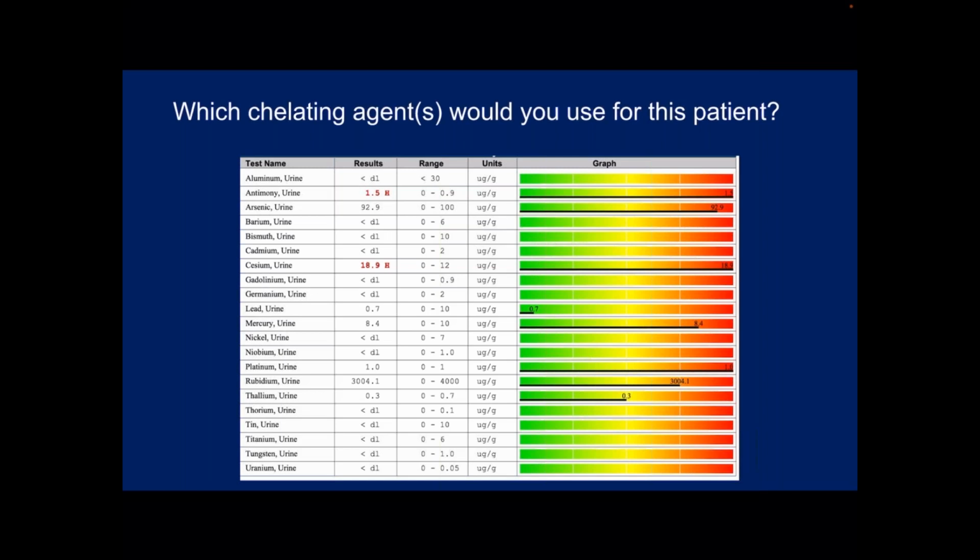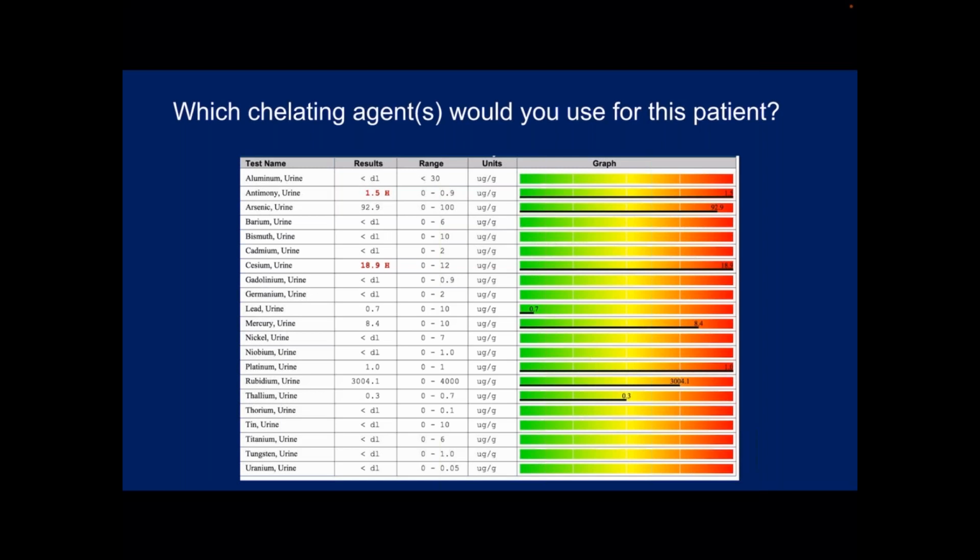Which chelating agent would you use for this patient? This is a test from Access Labs, and this is what we found in a patient. It's a real patient. I'm not going to say anything. Which one would you use? Oh, the silence is deafening. I wonder if I can show my screen and me at the same time. I don't know if I can.